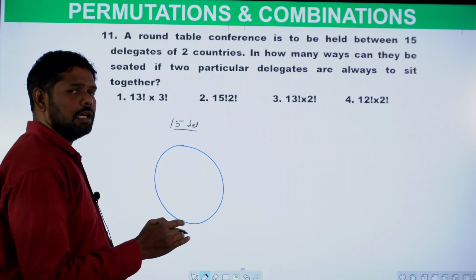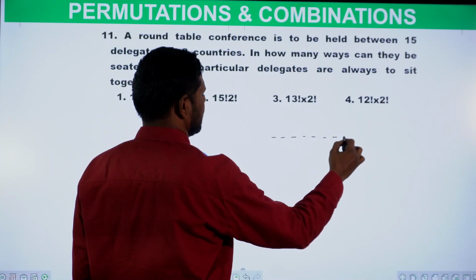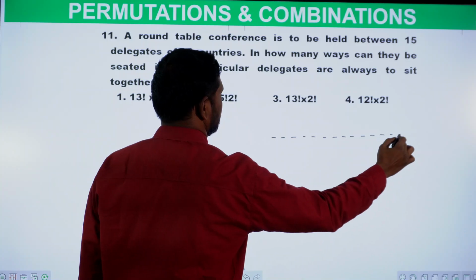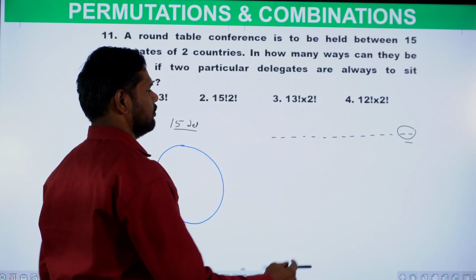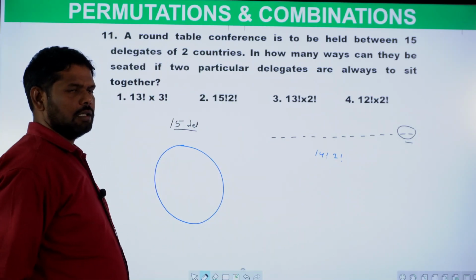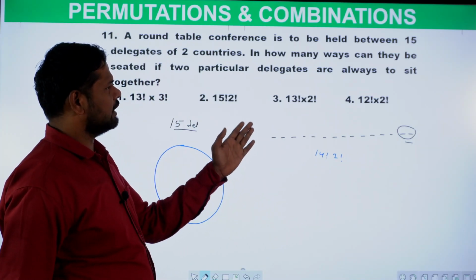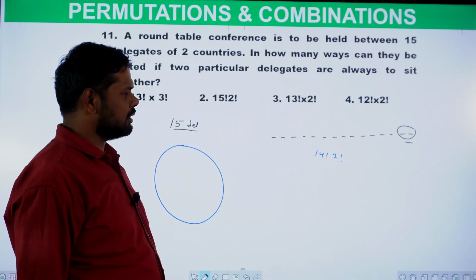In general, in a row, how do we calculate? 1, 2, 3, 4, 5, 6, 7, 8, 9, 10, 11, 12, 13. The 2 can form a group. 13 plus 1, 14 factorial into 2 factorial. That's it. In a row, that is how many ways we can arrange them. Always two particular delegates together means 14 factorial into 2 factorial.